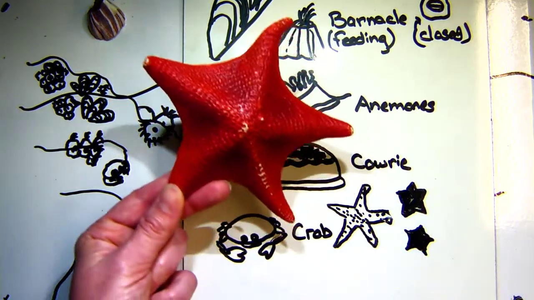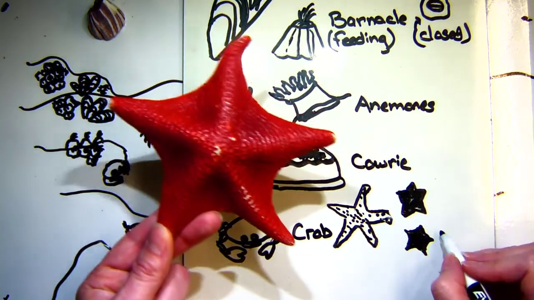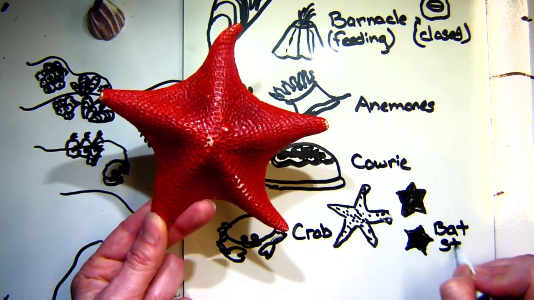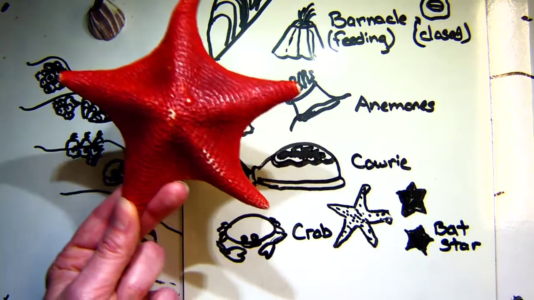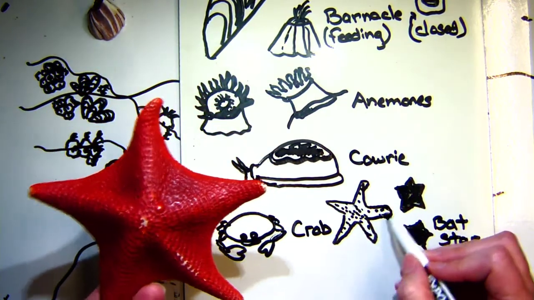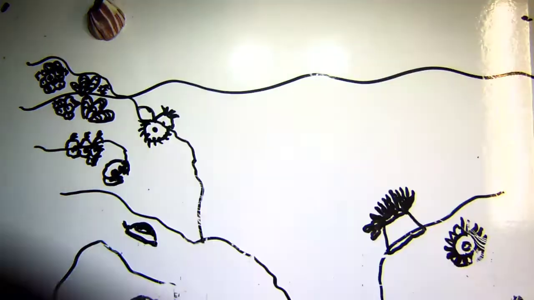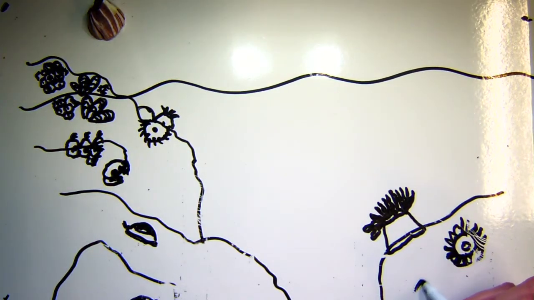Now it looks a lot like a bat star. So this is a bat star. And there's lots of different kinds of sea stars in the ocean and in the tide pools. So let's go ahead and really quickly draw some stars on our drawing, and usually they have five arms.